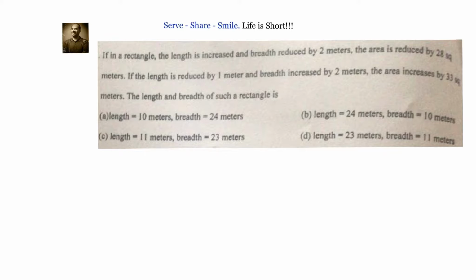So we have been given a rectangle which is of unknown length and breadth, which we have to find out. The conditions we have been given: if the length is increased by 2 meters and breadth is reduced by 2 meters, then the area is reduced by 28 square meters. That is our first condition. The second condition: if the length is reduced by 1 meter and breadth increased by 2 meters, then the area increases by 33 square meters. We have to find out length and breadth.